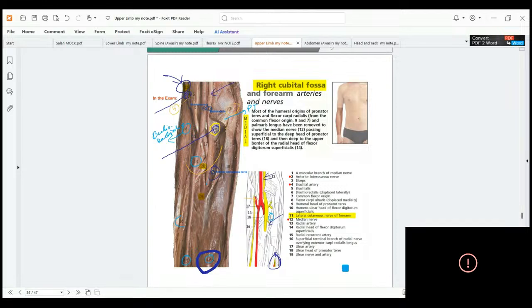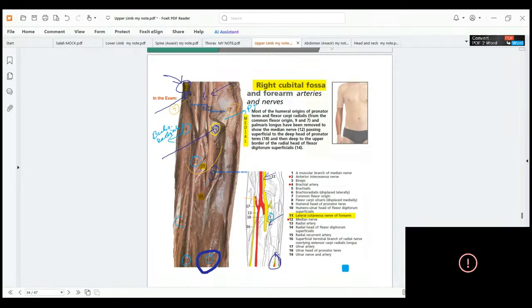Three is the biceps tendon. Four is the brachial artery. Brachial artery coming down, and then it will give two branches.